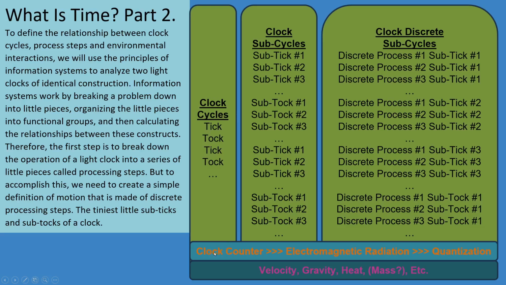And science says we can count the number of cycles of a clock, and we have electromagnetic radiation, that's the light pulse in the clock. And then underneath that, we have quantization, which are the little particles and pieces that make up electromagnetic radiation. And then beyond that, nobody really knows if there's sub-quantization. And then on top of all that, we've got velocity, gravity, heat, and other environmental factors that are influencing the clock system as well.